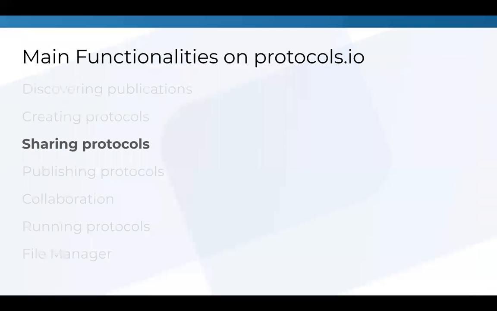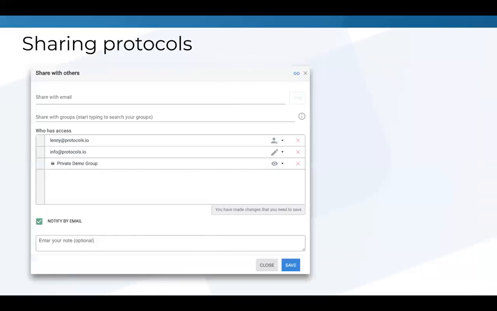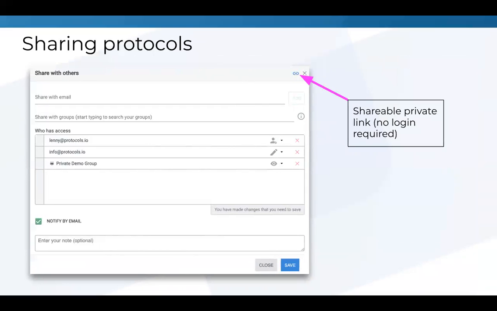And if you're done entering a protocol, you can share the protocol. There are different options to share a protocol with others. One option is you can get a shareable link. This is a private link that everybody can use to view a protocol, and there's no need to be logged in or anything with this, so you can just copy that link and send it to anybody, even if they don't have an account on Protocols.io yet.